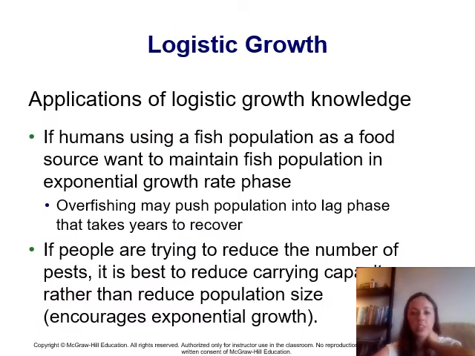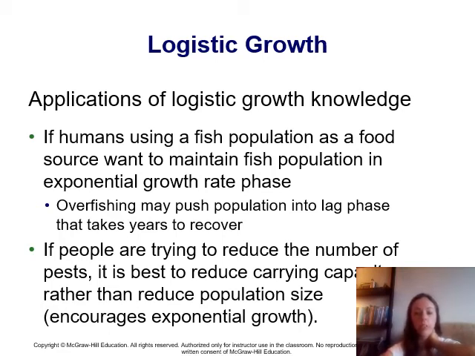Humans can use this knowledge to our advantage. If humans want to maintain a particular animal population, then they need to make sure that there are enough resources and individuals so the animal population experiences the exponential growth rate. For example, humans need to maintain our lakes and rivers and not overfish, so we don't push the fish population into the lag phase, where the population cannot maintain itself and will decrease the amount of fish for us to fish for.